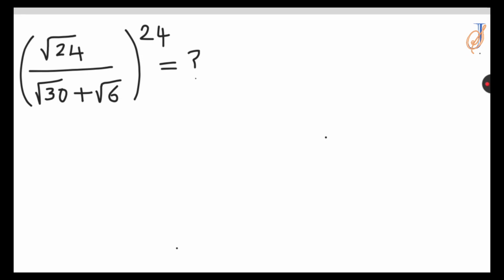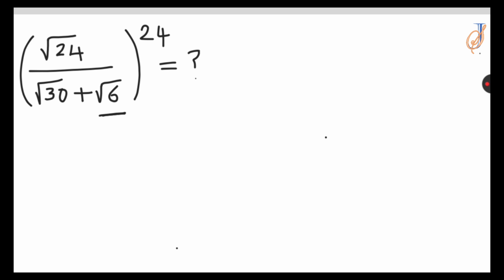In this problem, we are tasked with simplifying a complex expression. So, let's break it down step by step and find the final answer. At the numerator, we have square root of 24. And observe the denominator. In the denominator, we have square root of 30 plus square root of 6. Here we have square root of 6.